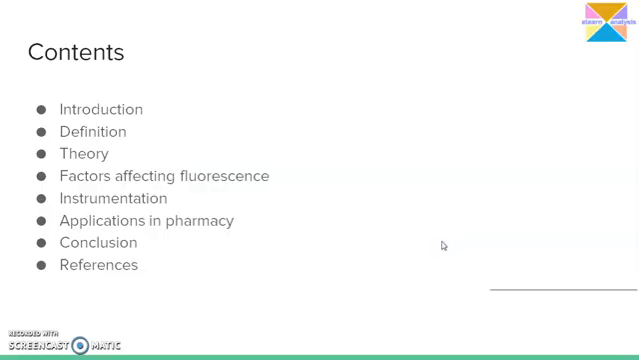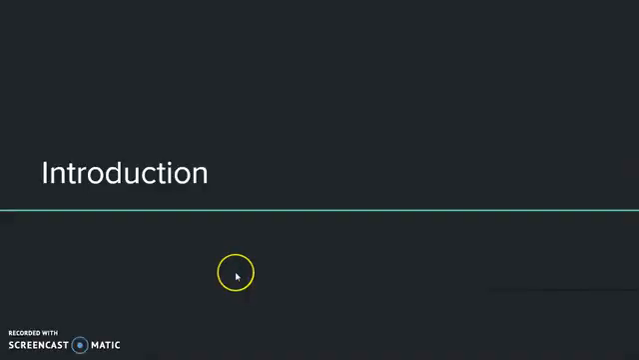So in this topic, we'll be discussing a bit of introduction, some of the definitions, the theory behind fluorescence and phosphorescence, and there are some factors that affect this fluorescence phenomena, and we have an instrumentation to be studied in detail, and some applications which we come across in pharmacy, and some conclusions, followed by some references.